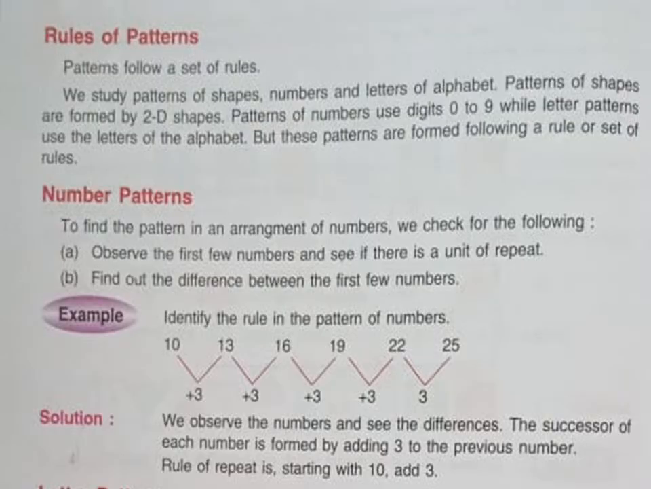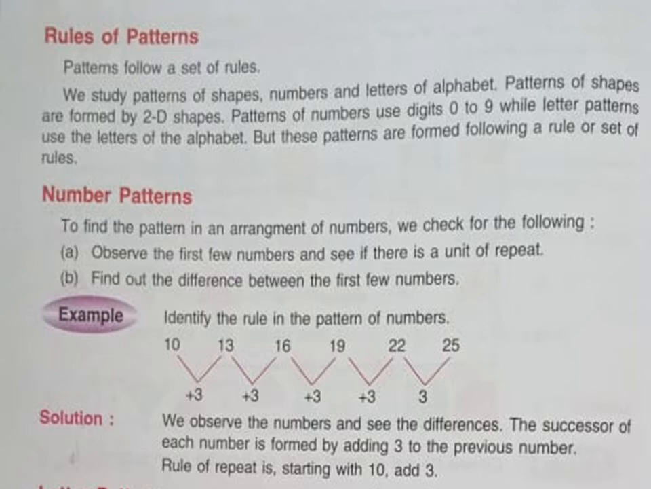So next, to form a pattern, we have to follow a certain set of rules. First, we study patterns of shapes, numbers and letters of the alphabet. Patterns of shapes are formed by 2D shapes. Patterns of numbers use digits 0 to 9, while letter patterns use the letters of the alphabet. But these patterns are formed following a rule or a set of rules.